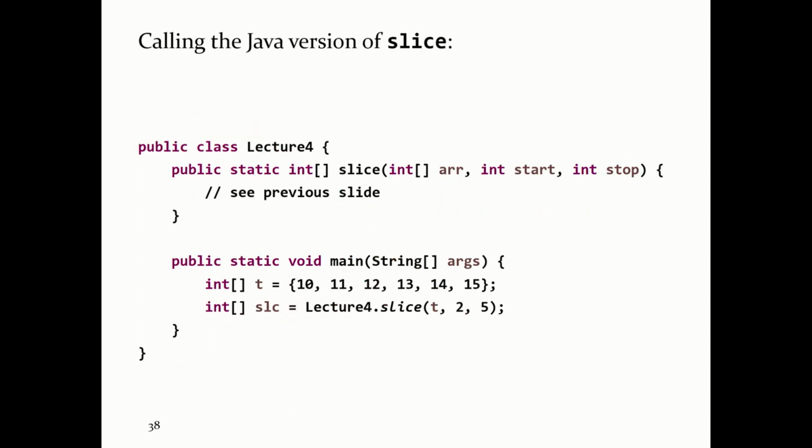If you want to call it, it's pretty easy to call. It's just slice, pass in the array, pass in your start index, pass in the stop index, and you get your slice. So this will also give you back the array 12, 13, and 14.